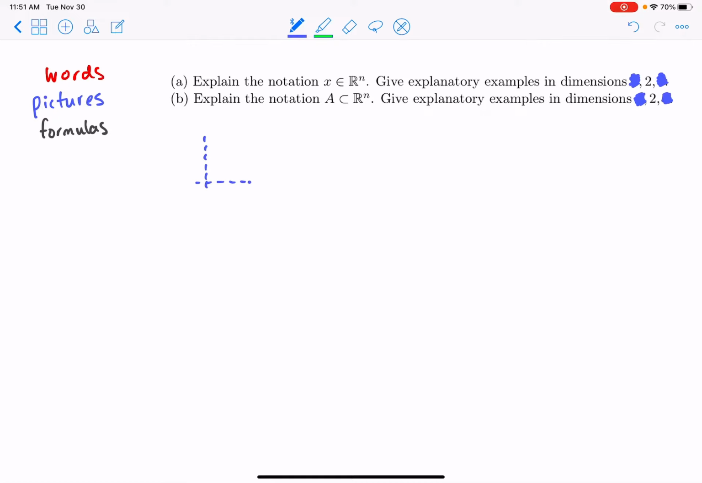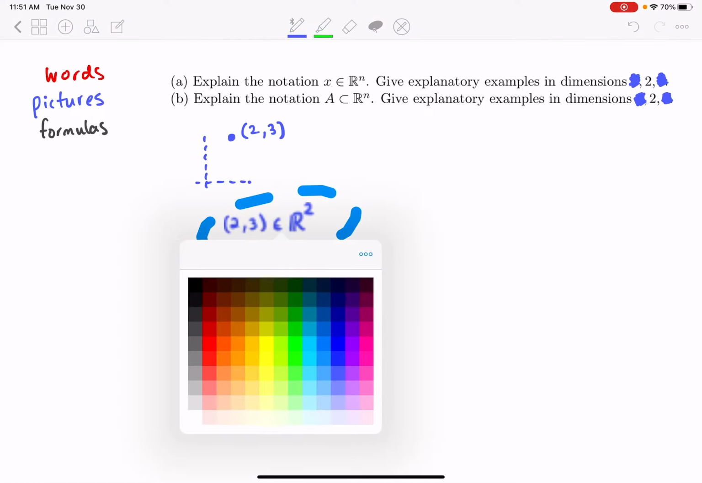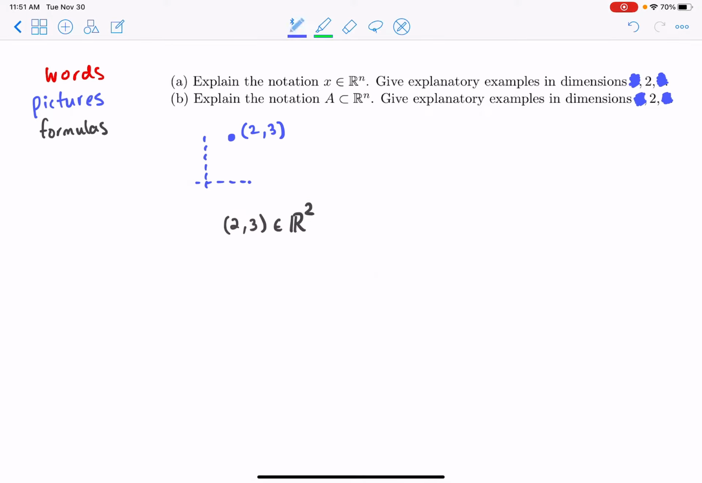So here's my two-dimensional space, and I'm going to pick this point, 2, 3. So we would say that 2, 3 is an element of R2 in symbols or formulas. So I'll give that the formula color. Okay, because we're going to use words, pictures, and formulas. And then just briefly, I'll draw another picture of two-dimensional space and the point 2, 3. But now I'm going to think of it as an arrow.